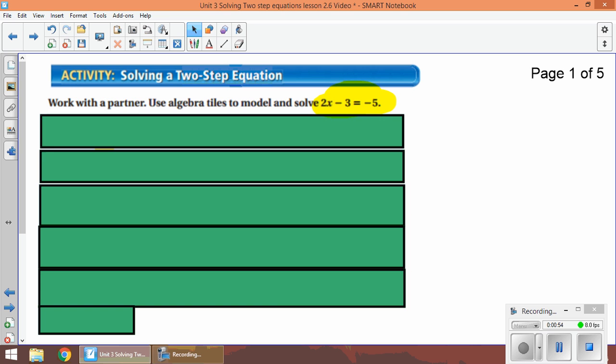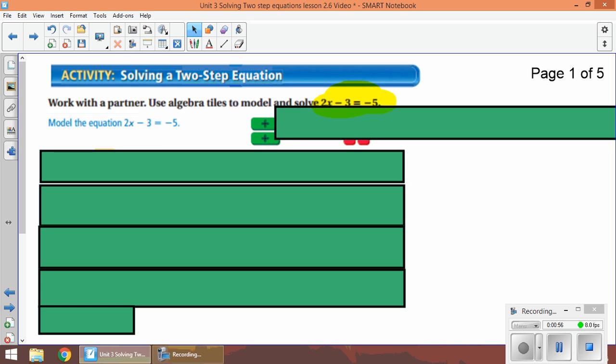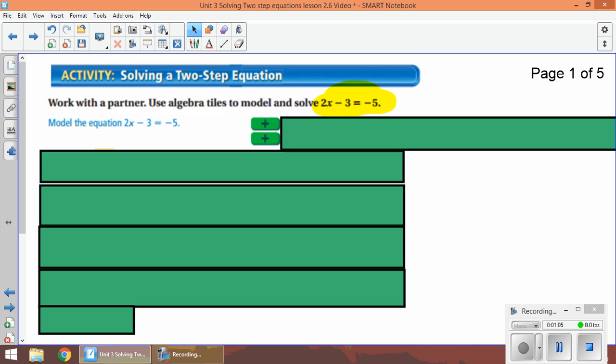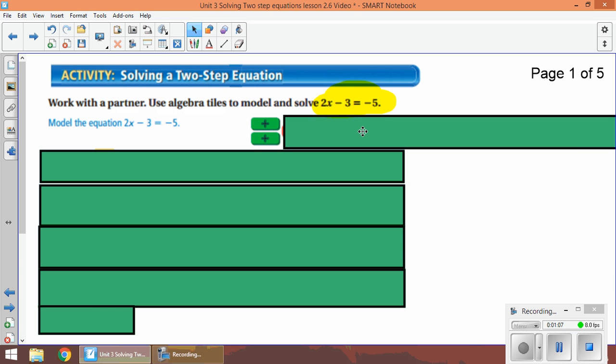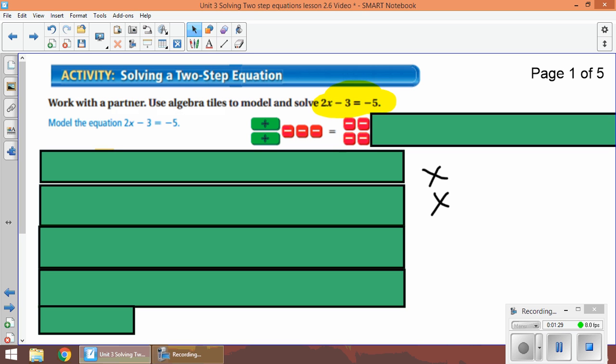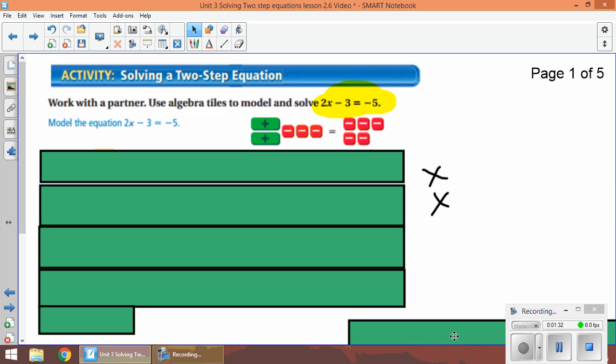So what I'm going to do is start with a model. Anything that you see in blue is just describing what we're doing. So the 2 positive green tiles represent the 2x. You can just draw x and then another x underneath it. Then the 3 negatives represent the minus 3. And the equal sign is the equal sign. And then the 5 negatives represent the negative 5.